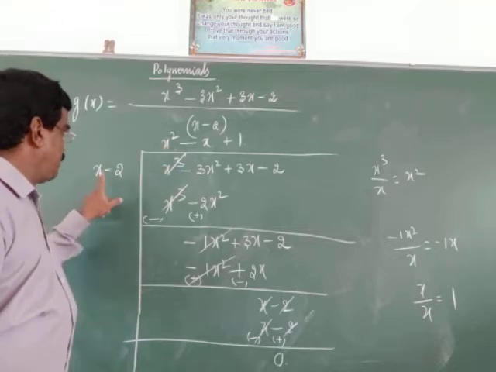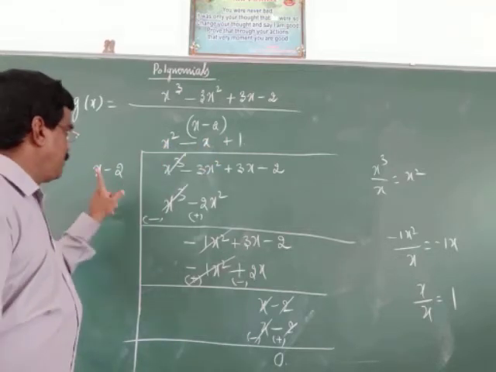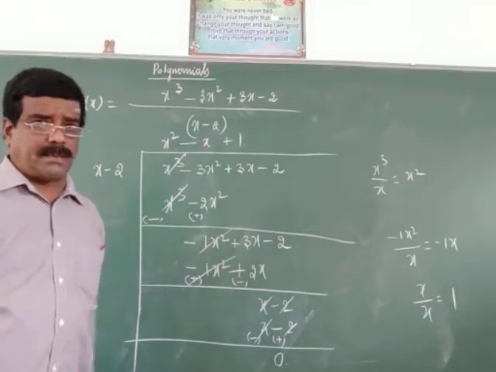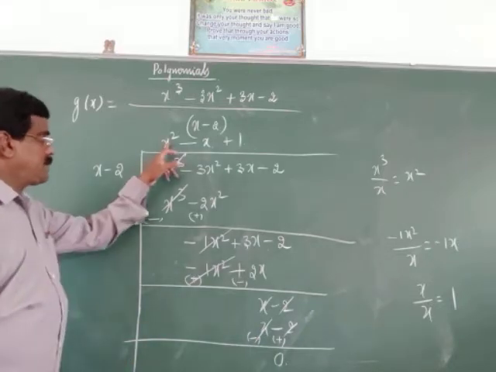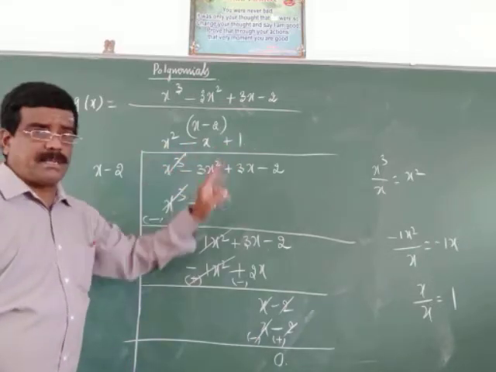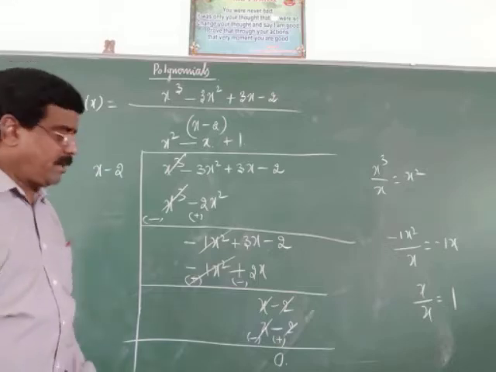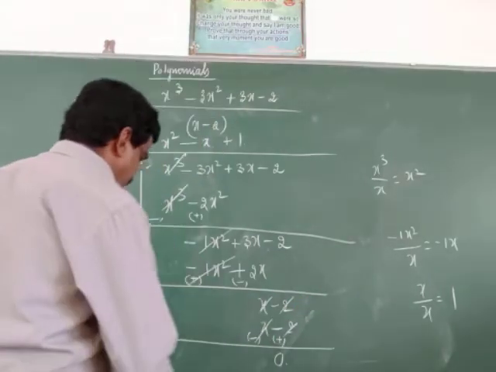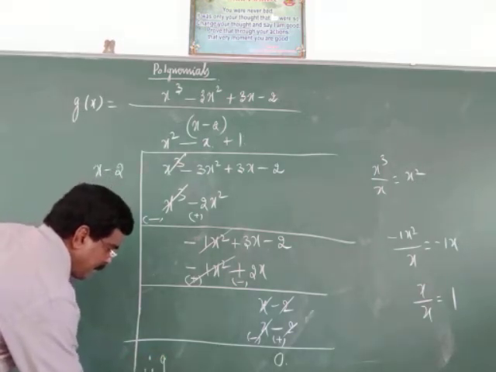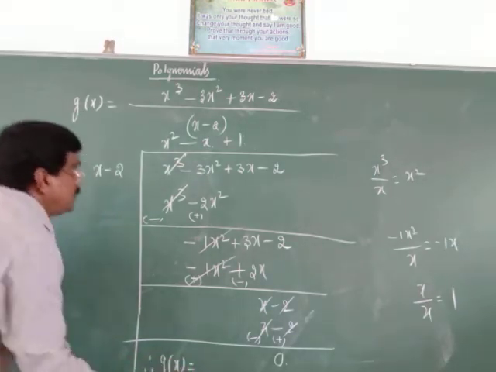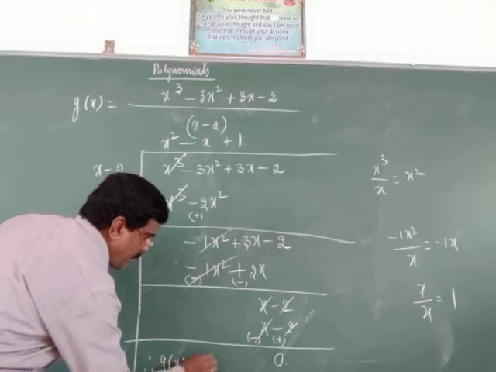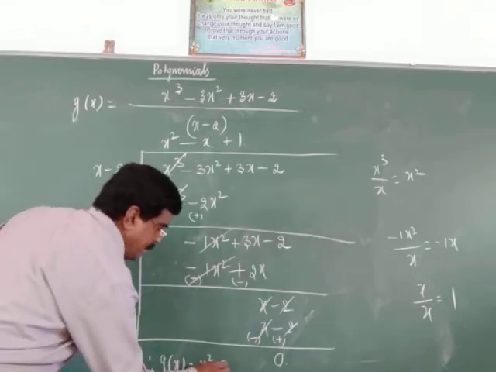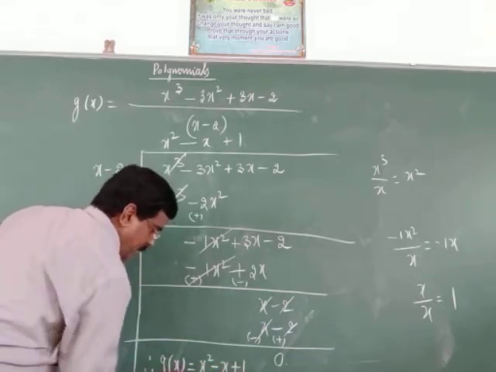Because if this is q(x), this is g(x). If this is g(x), this is q(x). Vice versa. That is x square minus x plus 1. Can you make out? That is how you have to conclude the answer now, children. Therefore, what is g(x)? g(x) is equal to x square minus x plus 1.